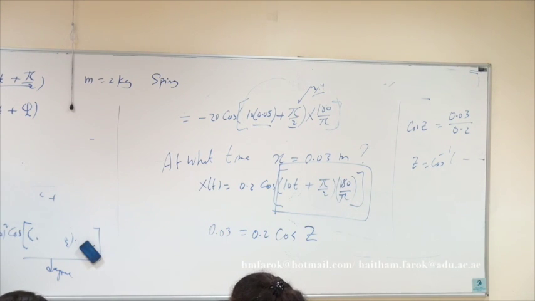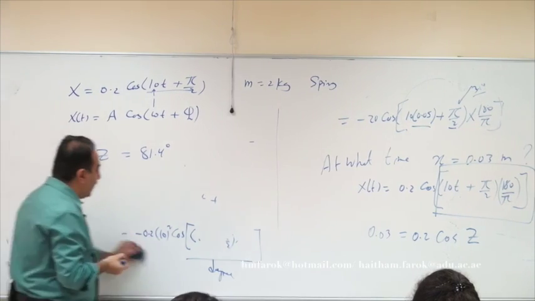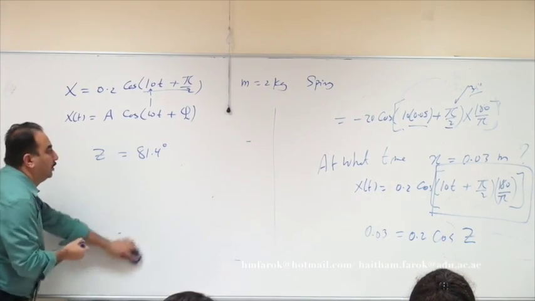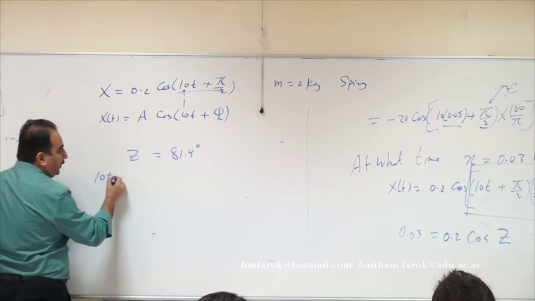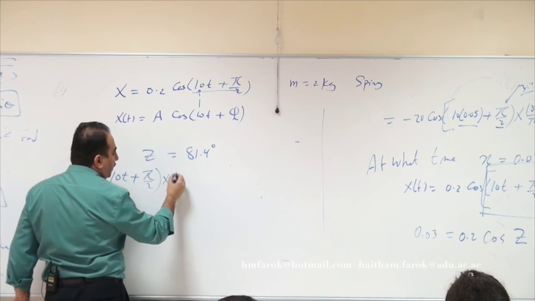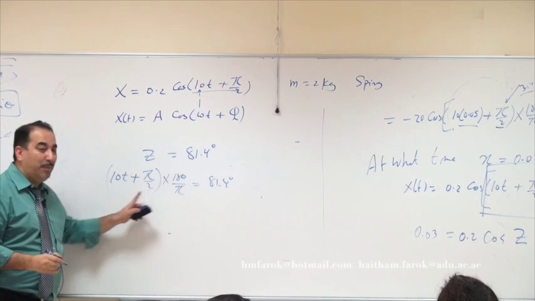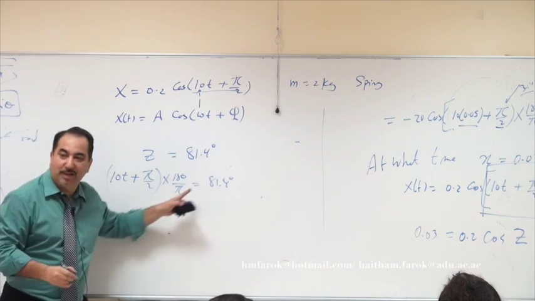Don't look at the paper. Oh, you have the solution on the paper? No, don't depend on the paper. Maybe you're looking at the wrong step. 81.4. So it's 81.4 degrees. This is what? z. But what is z? Put it back: 10t plus pi over 2, multiplied by 180 over pi, equals 81.4, yes? Don't open this bracket. It's ready. Take it to the other side.